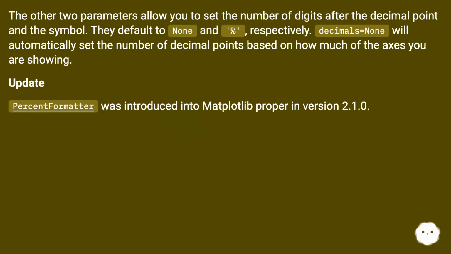The other 2 parameters allow you to set the number of digits after the decimal point and the symbol. They default to none and %, respectively. Decimals equals none will automatically set the number of decimal points based on how much of the axis you are showing. Update: %formatter was introduced into matplotlib proper in version 2.1.0.